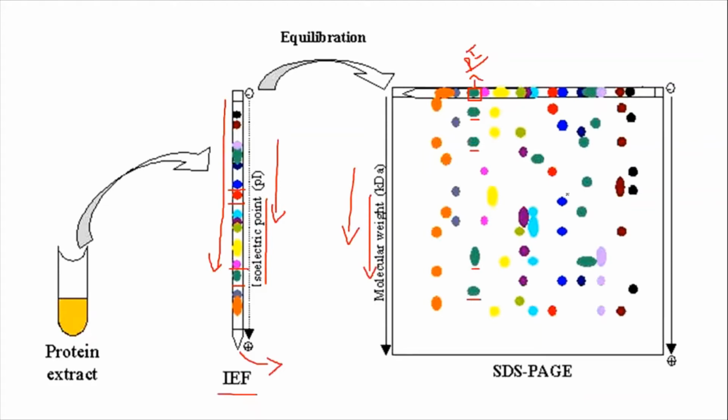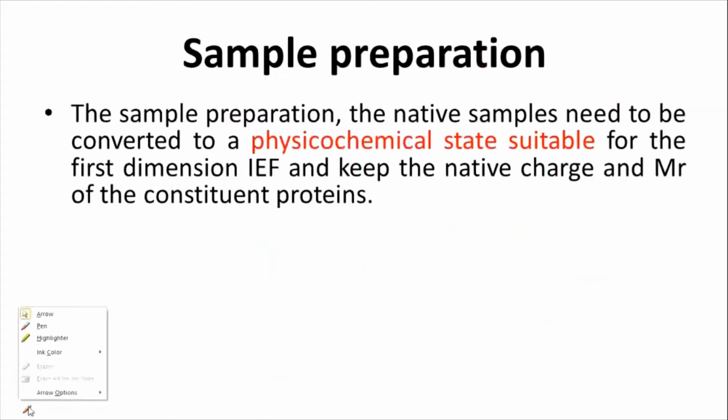Okay. Yes, I think I told some disadvantages of the two-dimensional SDS gel electrophoresis. Number 1, the preparation of sample. Number 2, data interpretation. Number 3, same molecular weight or same pI. These are the 3 factors that influence 2D electrophoresis.